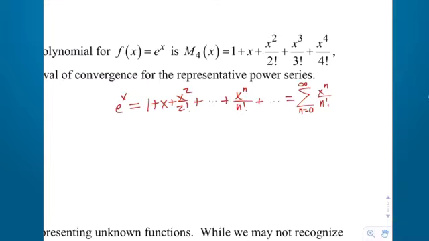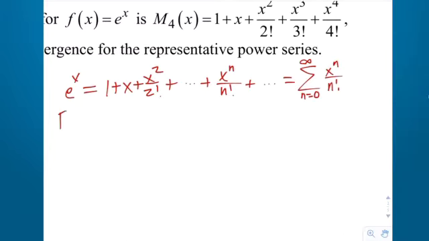For what values of x, then, if I used infinitely many terms in this polynomial, will that polynomial be exact values for e to the x? For what values of x will the polynomial and e to the x be one and the same, identical? That's finding the domain of the power series. That's the same thing as finding the interval of convergence. I guess we can get started.